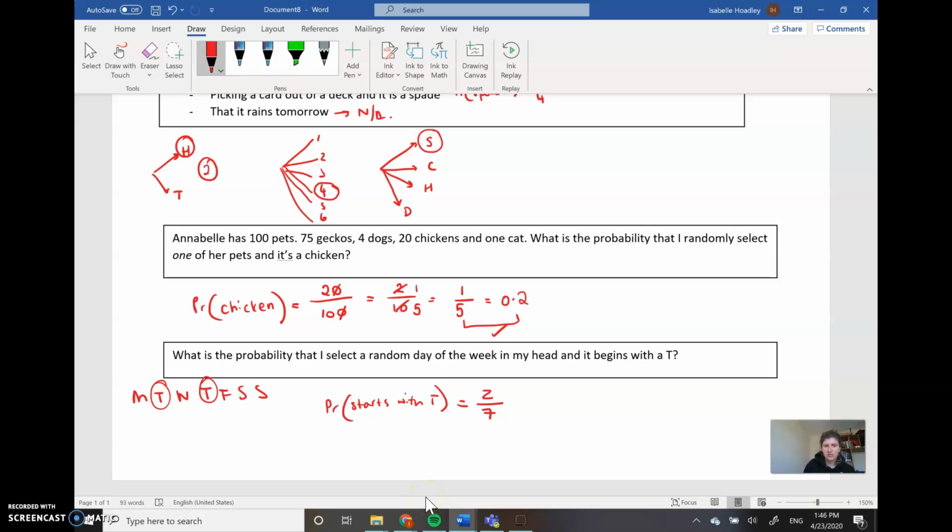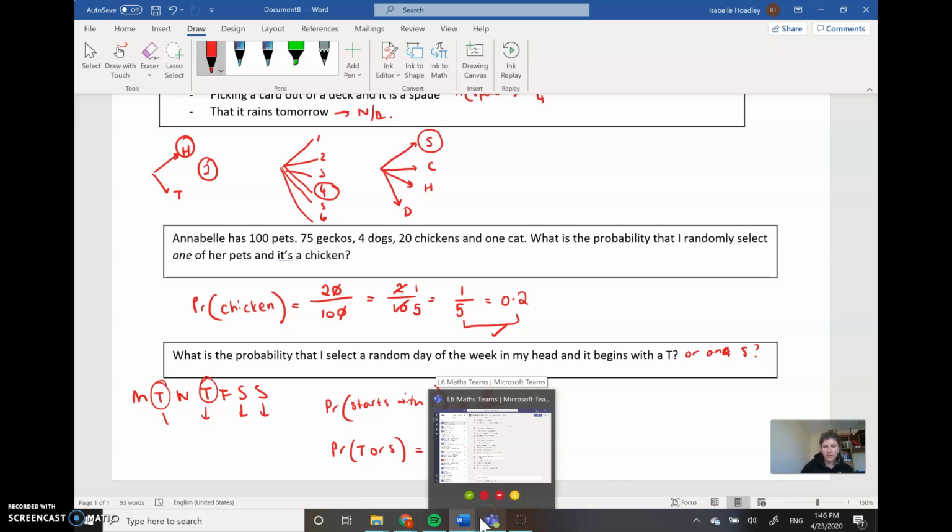Okay, now I'm just going to change this question. I'm going to say, what is the probability that I select a random day of the week in my head and it begins with a T or an S? Okay, so now I'm looking at T's and S's. So my probability of T or S is now 4 out of 7.